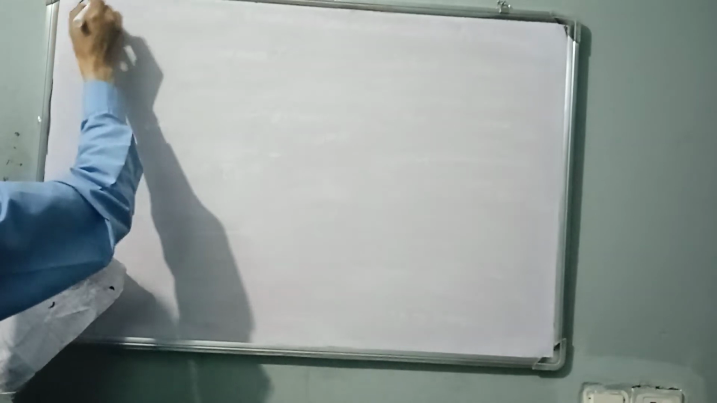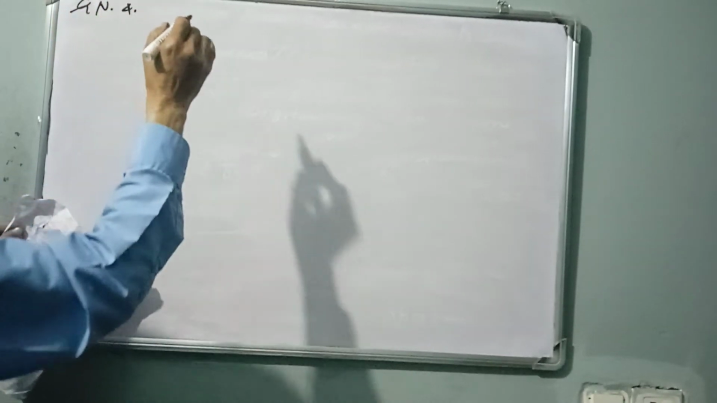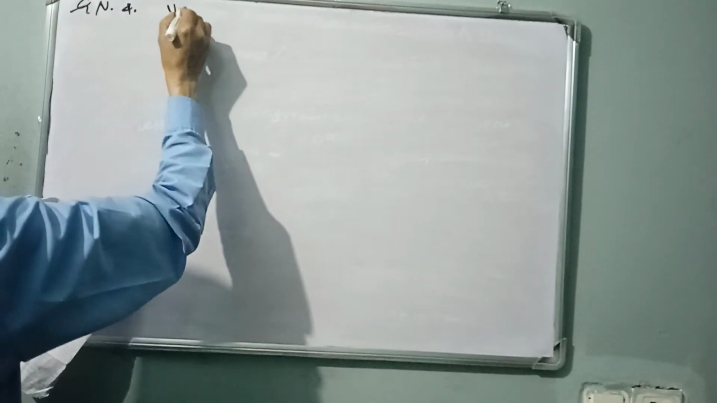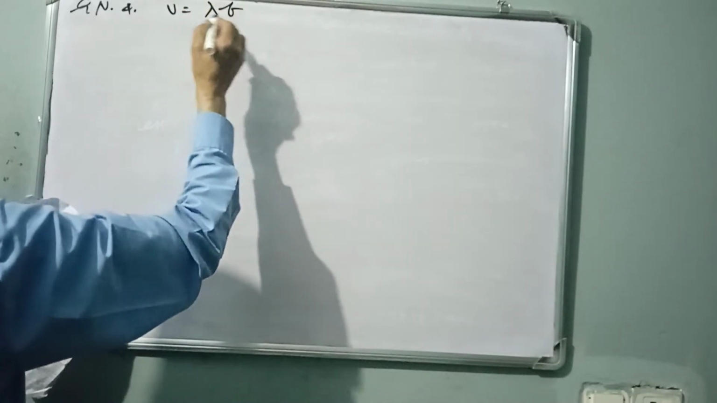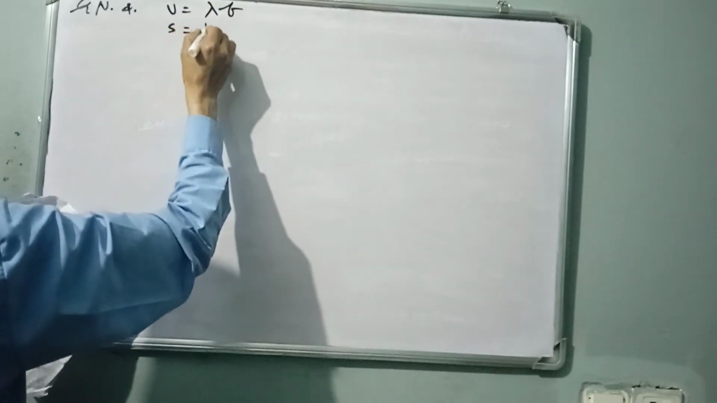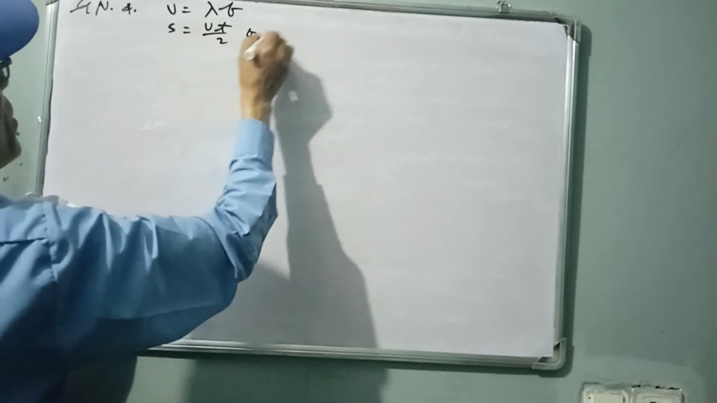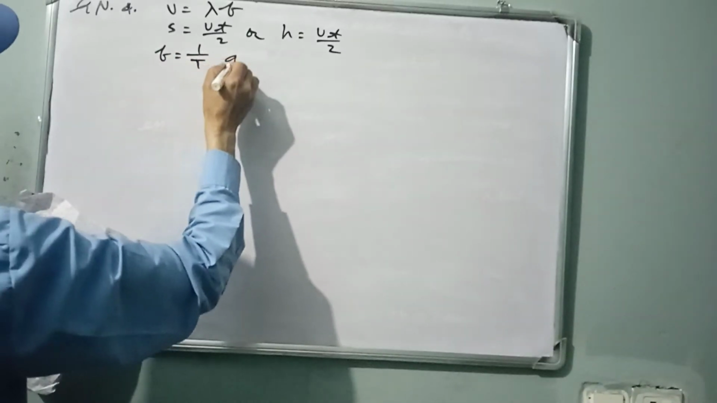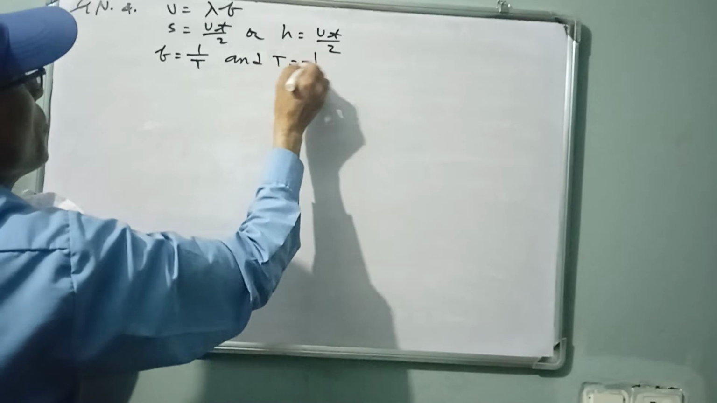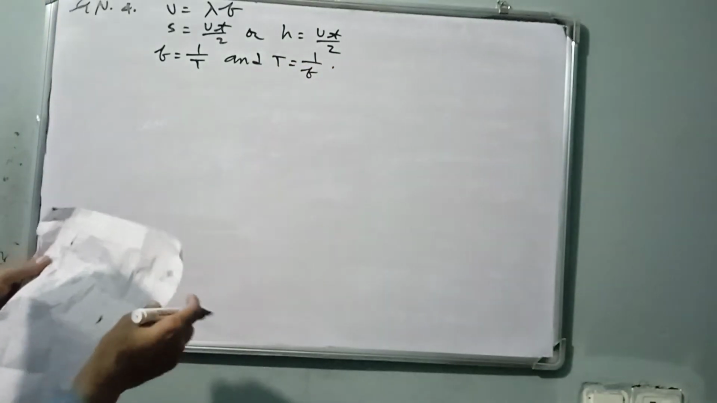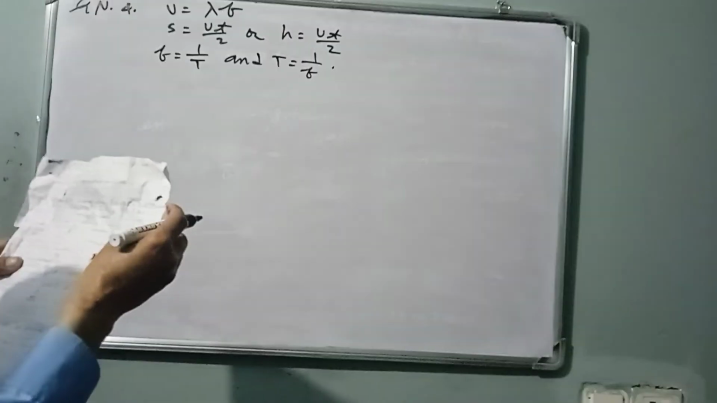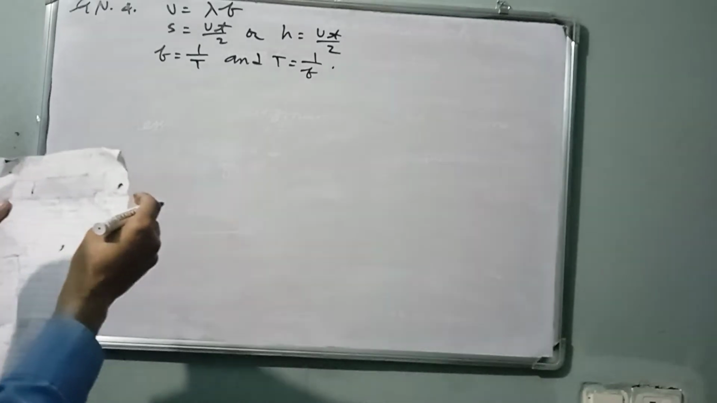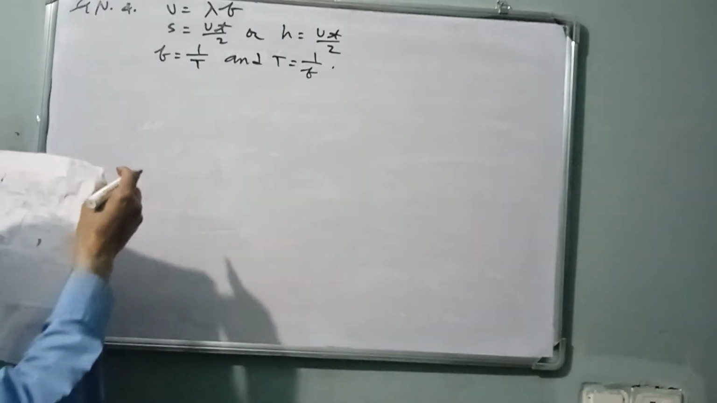Another, some numericals. Question number 4, some numerical. Before solving, you have to know this formula. V equals lambda f, that is v equals d by t, frequency is 1 by time period, and T equals 1 by f. That is the formula. So let's solve some questions.